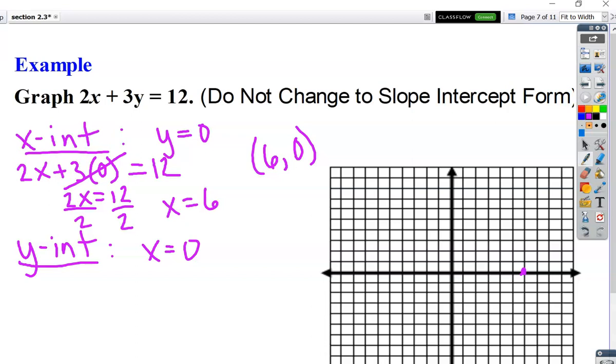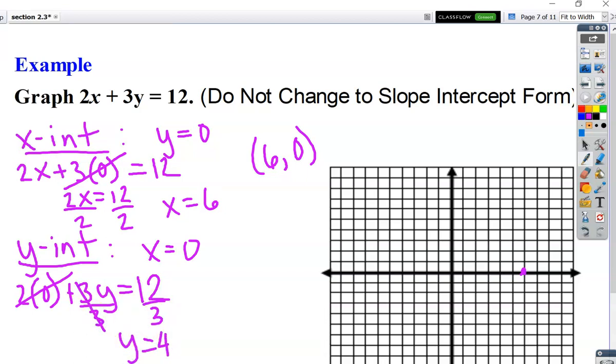And then I'm going to solve for the y-intercept by substituting 0 in place of x. So this time it'll be 2 times 0 plus 3y equals 12. Well, 2 times 0 makes 0, so we can divide both sides by 3 to get y equals 4. And then the second intercept that we have is 0, 4.